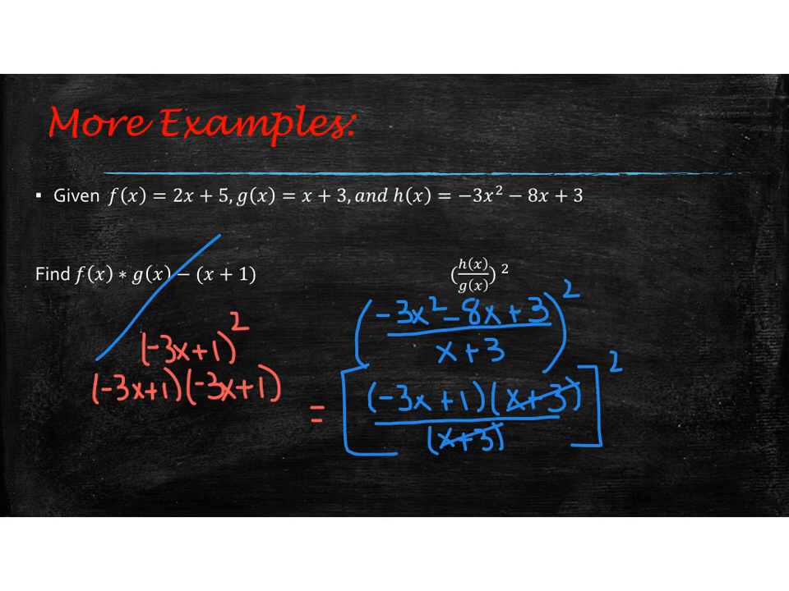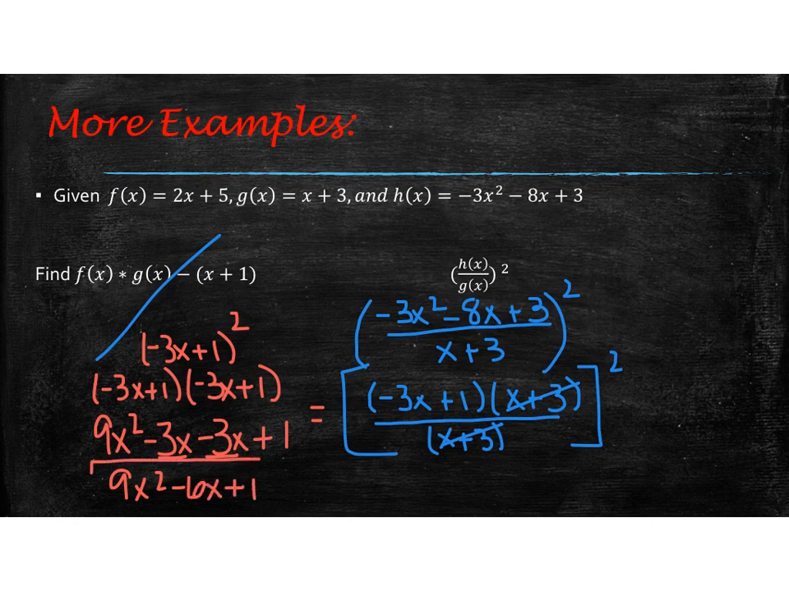So negative 3x times a negative 3x is 9x squared. Negative 3x times 1, negative 3x. Negative 3x times 1, negative 3x. 1 times 1 is 1. So this will be 9x squared. Combine these, so that'll be a minus 6x plus 1. That's your final answer.